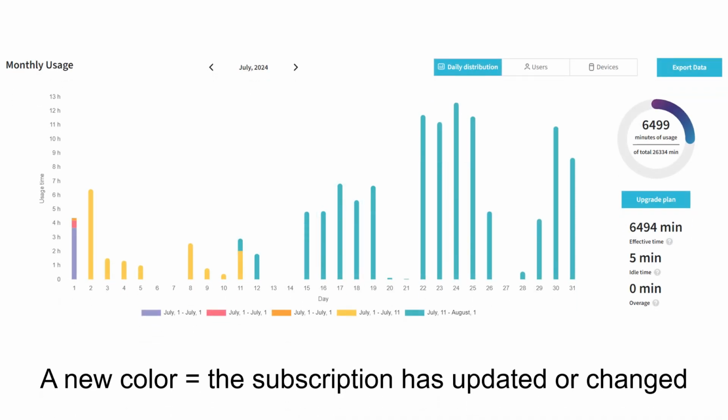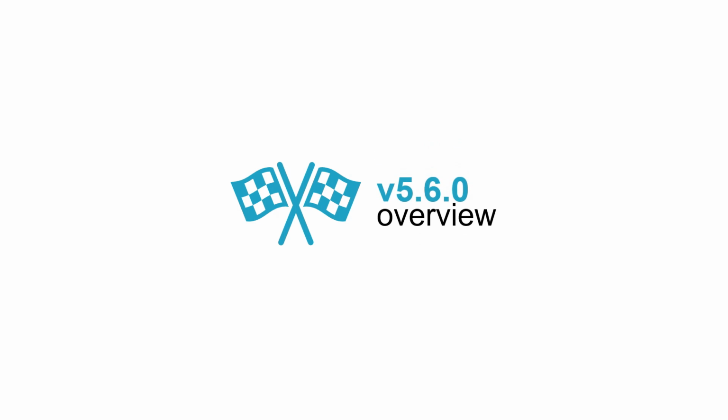Statistics may become more cheerful in the Daily Distribution tab. If the subscription has changed, you will see different colors on the UI and dates under the graph. It was a quick overview of version 5.6.0 updates.